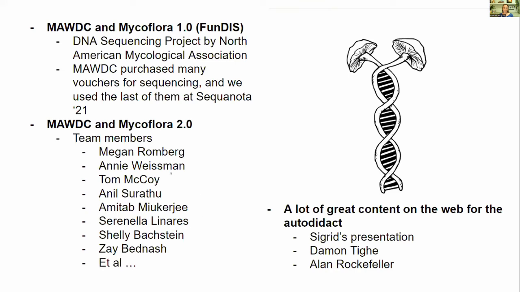And then I think everybody else is kind of at my level, which is kind of a base amateur coming into this. But you don't have to stay at that level for very long, because as I say over here, there's so much great content on the web for the autodidact. We heard so much from Sigrid's presentation already tonight. Also in her references, she talks about the one by Damon Tai. That is a phenomenal presentation. It goes much more into depth.